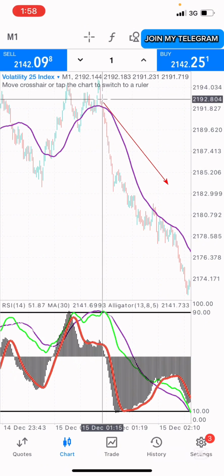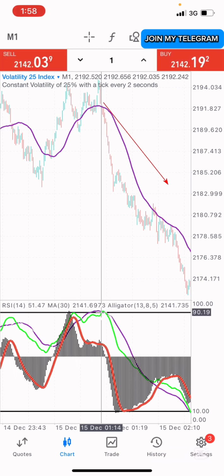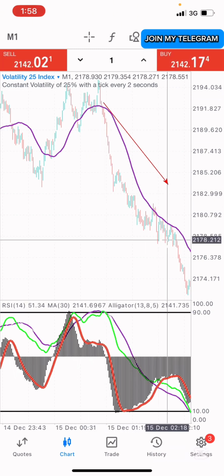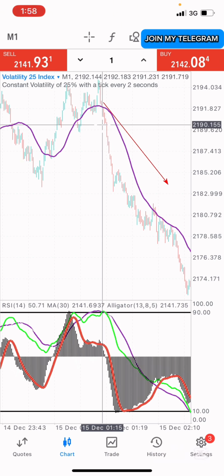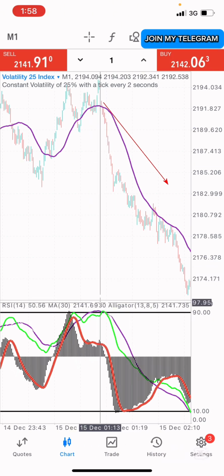Trace it down with me, guys. You can see from that point right here, the market began to sell. So if you are at this point in time, once you see a perfect signal like this, when the moving average and the alligator lines crossed above the level of 90, at that point you want to place a sell so that you'll be able to make those profits from that point in time.